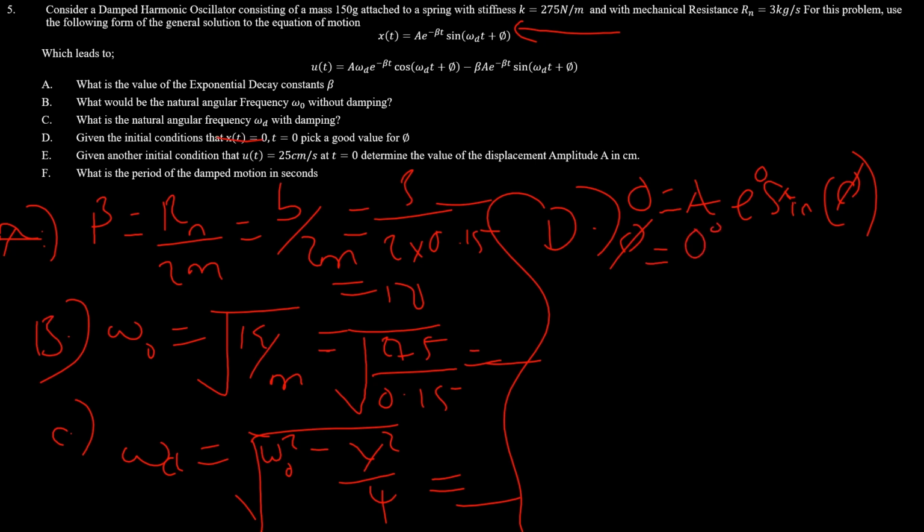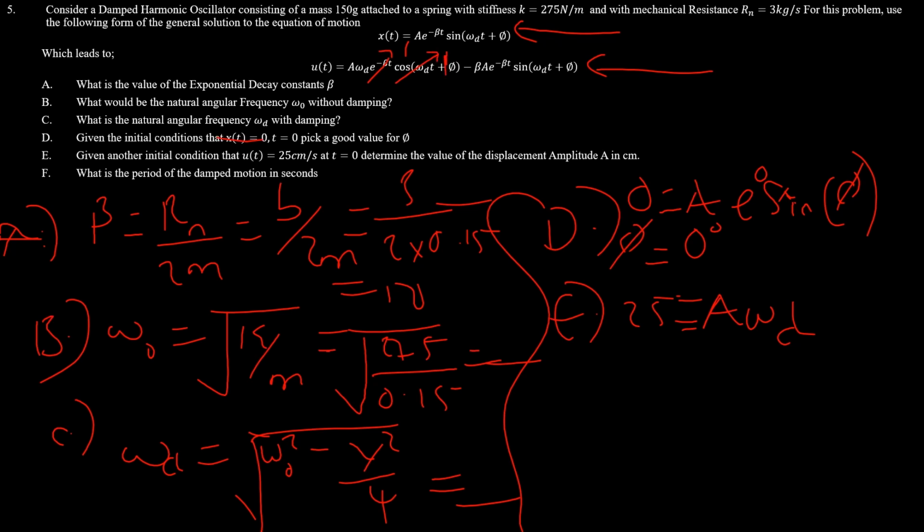It's a good one. So for E, we're asked to determine the value of the displacement amplitude A. So given another initial condition like this, when t is 0, u of t is 25. It means that in this equation, substitute when t is 0. Let's see what u will give to us. Use 25 when t is 0. So 25 should be equal to, so we have A times omega d. Now you notice that everything here will give us 1. Omega d times t is 0. So everything here again will give us 1.